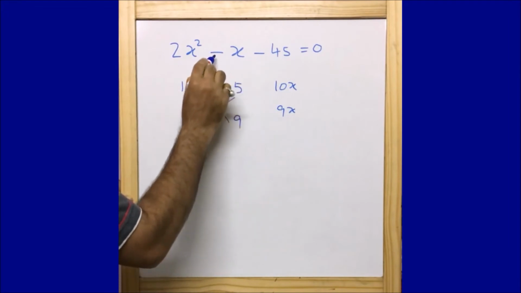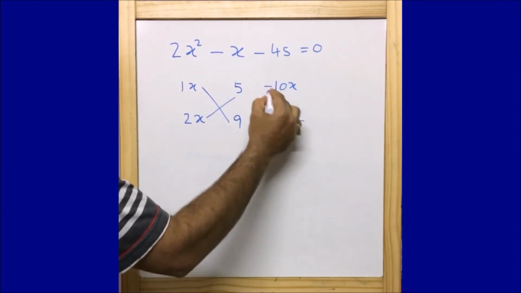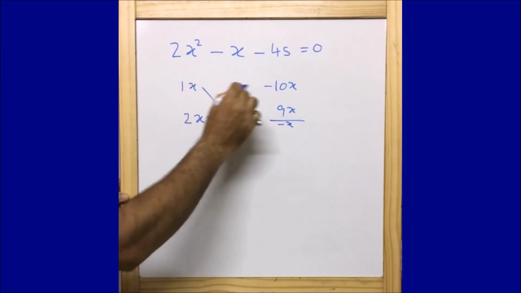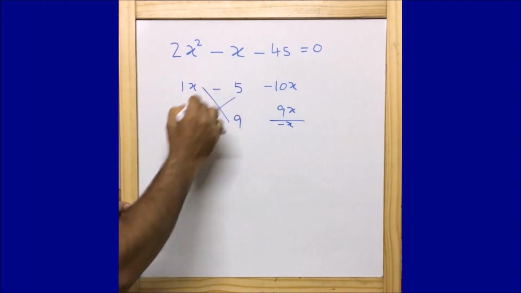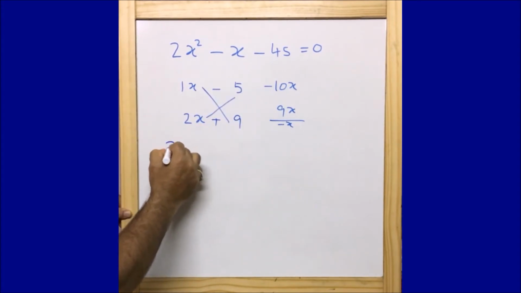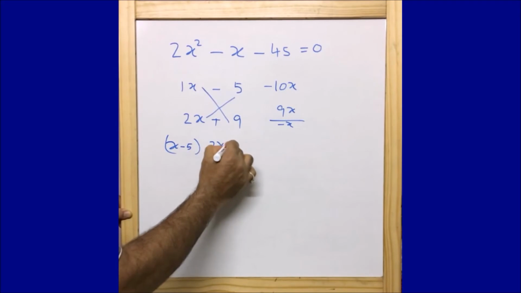And guys, we could see here it is minus x. So definitely here it is going to be minus 10x. Now minus 10x and 9x is minus x. So what I will do, here it is minus, so I will put a minus symbol here, and here it is plus, I will put a plus symbol here. So both my factors are x minus 5 and 2x plus 9.